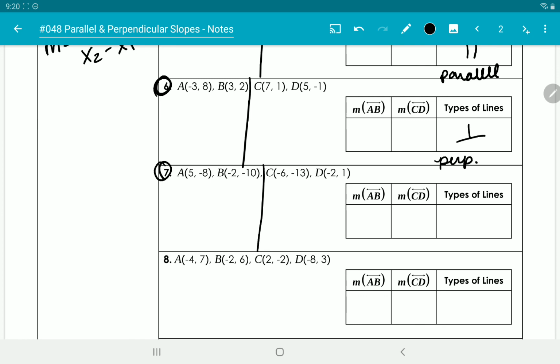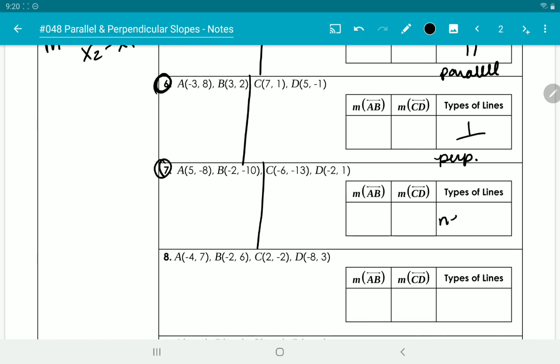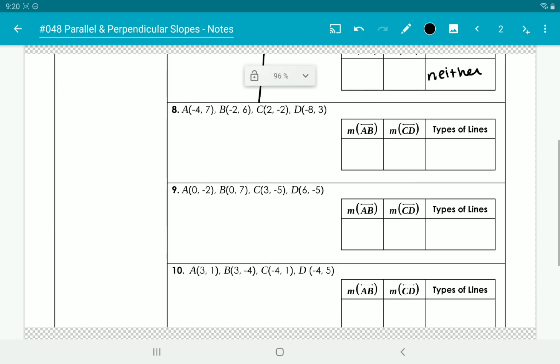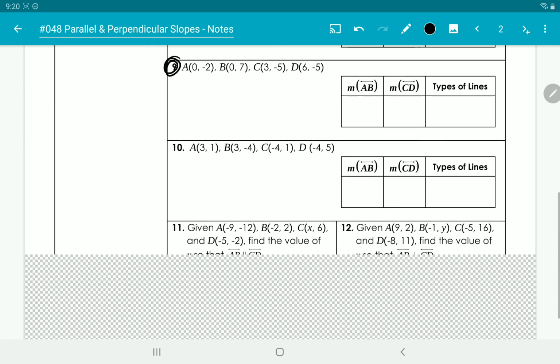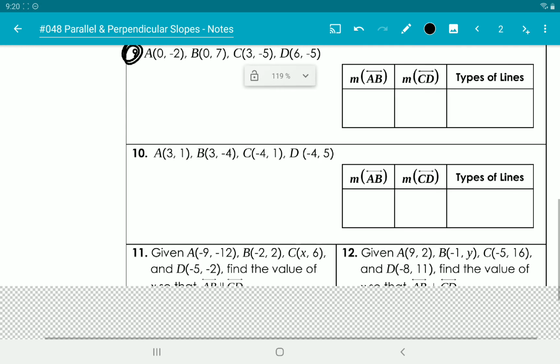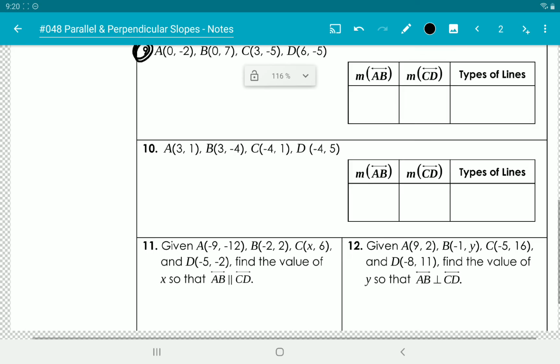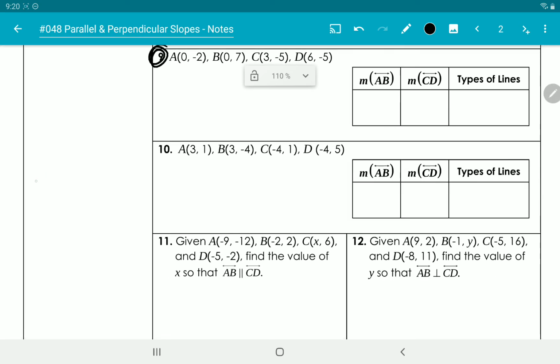Okay, and then this last one, you should have gotten neither. No matter what you do, if you take one of the slopes and you change the sign and flip it upside down, you would not get the other one, and they're not the same slope. Now, I would like for you to try 8 and 9 on your own. I am not going to give you the answers to these 2. I want you to try them on your own and determine what you would get as your answer, and you can upload that with your notes to Google Classroom when you're done.